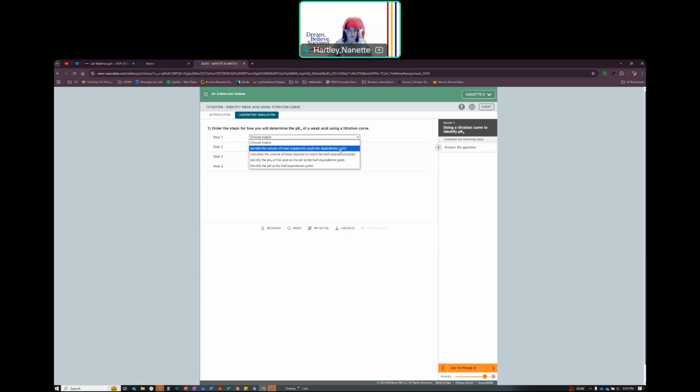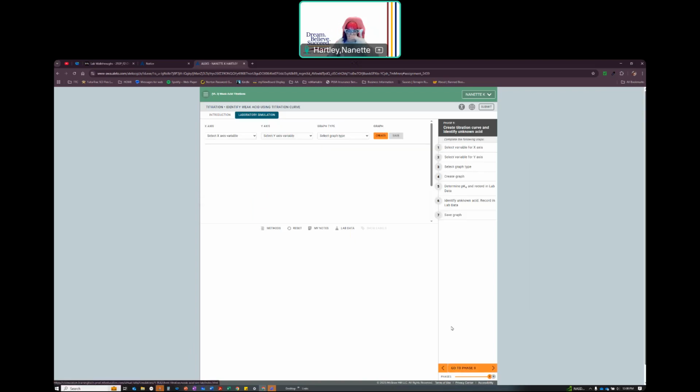Okay. So I'm going to identify the volume of base to reach the equivalence point. That's first. Then I'll calculate the volume of base required to reach the half equivalence point. Then I will identify the pH at the half equivalence point. And then I will identify the pKa of the acid as the pH at the half equivalence point. So those are the 4 things that I'm going to have to do, because that makes sense to me. I need the volume at the equivalence point, the volume at the half equivalence point, and the pH at the half equivalence point, and then I will be able to identify the pKa of the acid. So those are the 4 steps that I'll need.